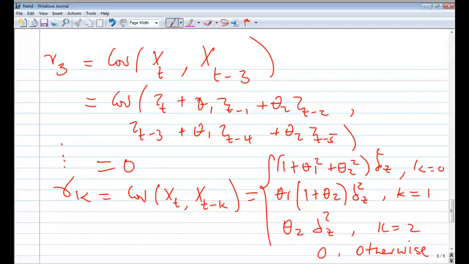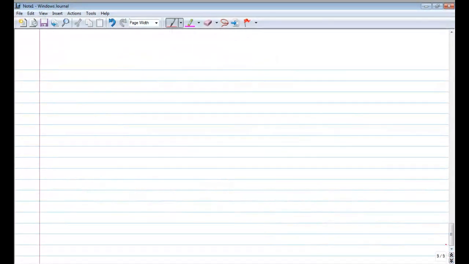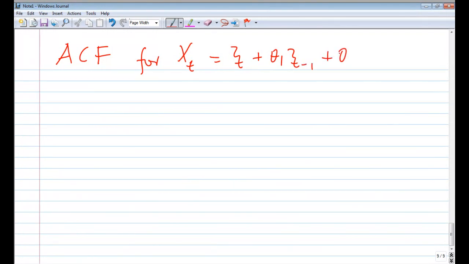But then can we go to autocorrelation functions? Yes. Okay, thank you very much. Let me just go there. Autocorrelation functions, ACF, for xt, which is defined by zt plus theta 1 zt minus 1 plus theta 2 zt minus 2. So here we are finding the ACF. ACF stands for autocorrelation functions.